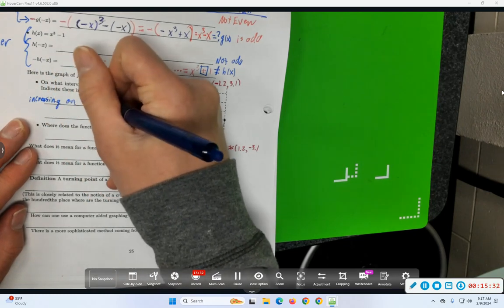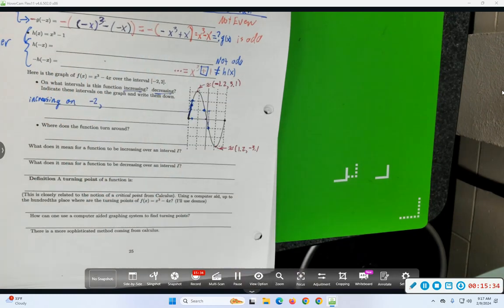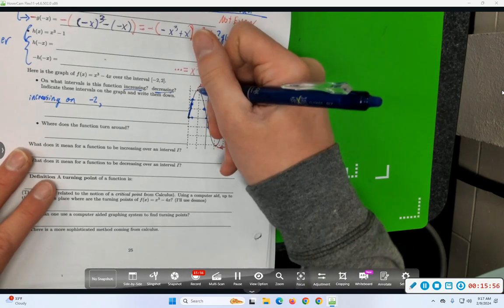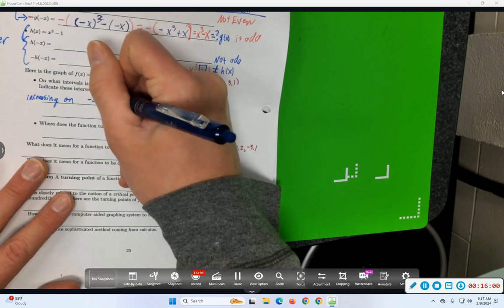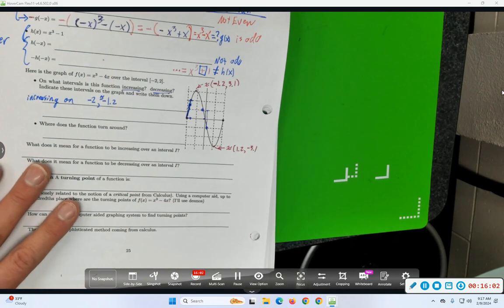On -2 until, when does it stop increasing? About -1. In fact, I've gone a little bit more precise. I've labeled the point on at least my copy as -1.2. But -1 is probably about as good as you could do using the picture provided. From -2 to -1.2, and maybe I'll advertise that that's approximate.